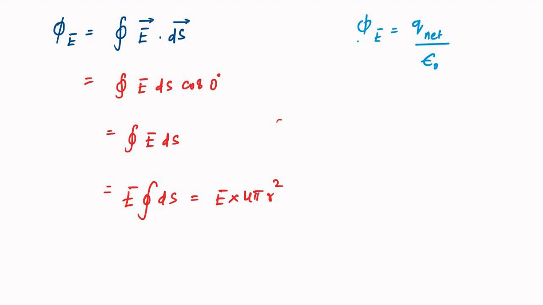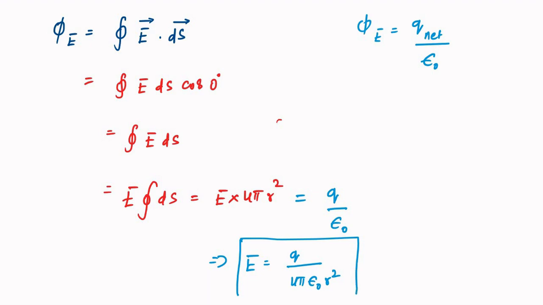So this becomes E into 4 pi r square is equal to how much? Q by epsilon 0. That implies E is equal to Q by 4 pi epsilon 0 small r square. This is outside the sphere.